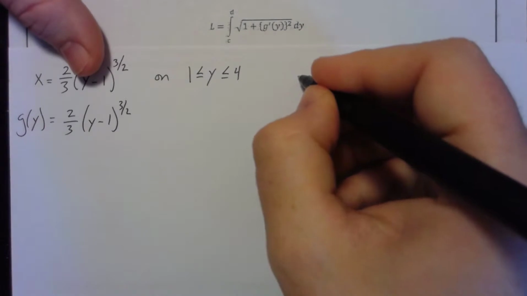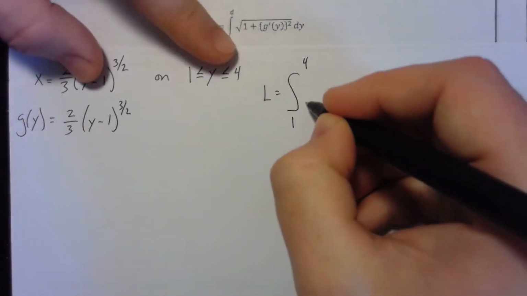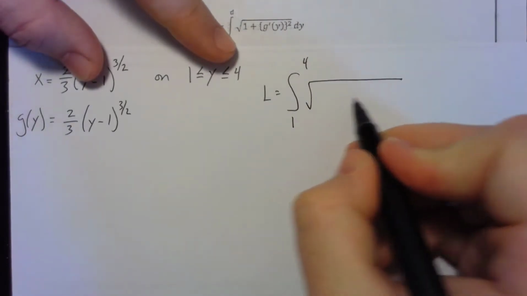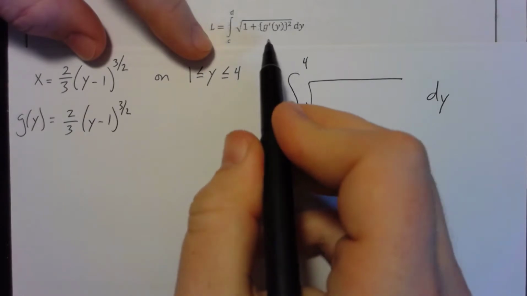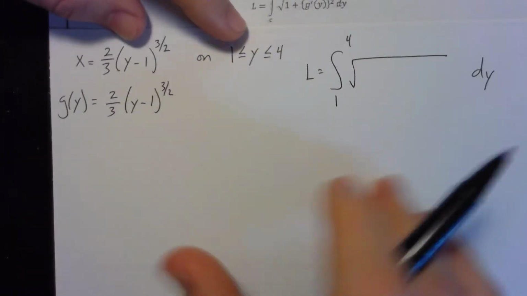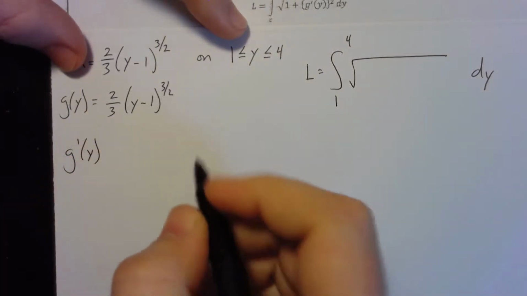So I can set up my integral over here, L equals the integral from 1 to 4 of the square root, and I'm going to leave this interior stuff empty, dy. I'm going to go ahead and find out what 1 plus the derivative function squared is. So here I'm going to take the derivative of g of y.